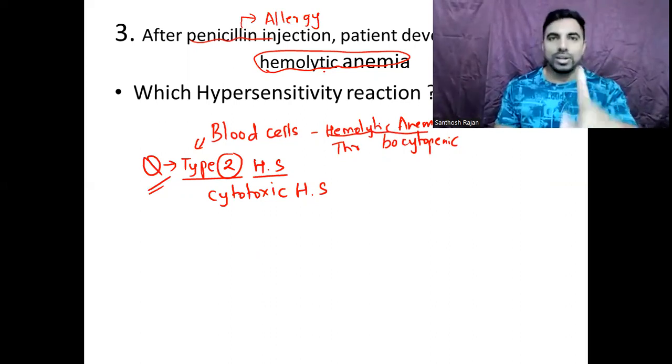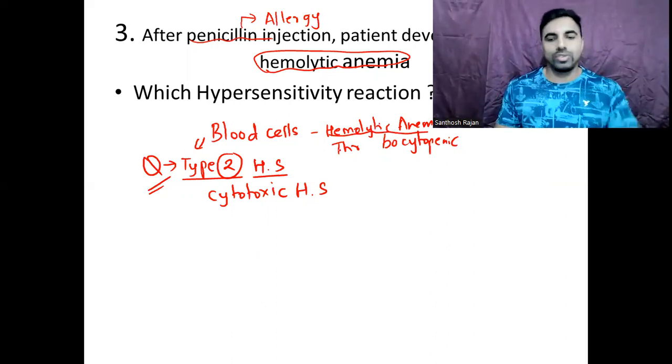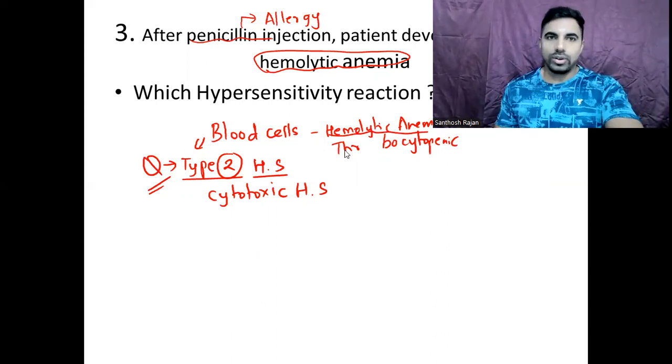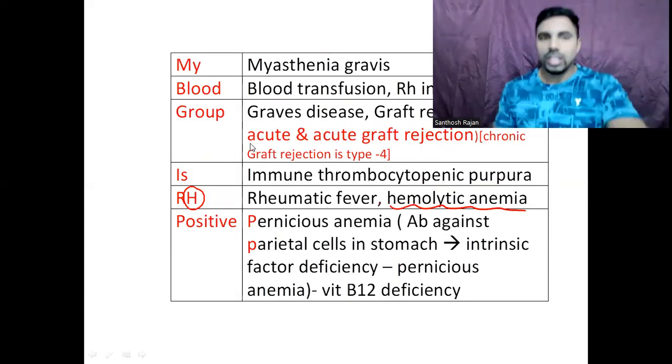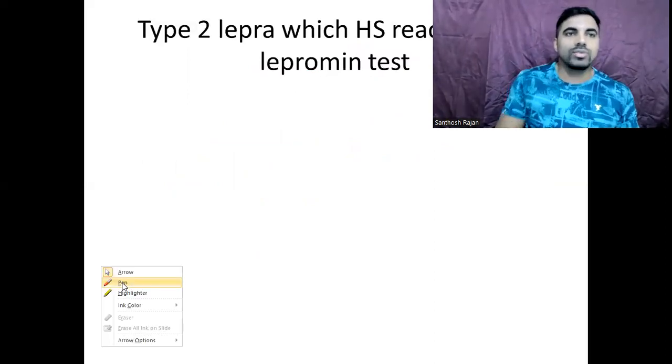The shortcut is my blood group is Rh positive. That you have to remember all the time. Okay. So we have done. The third question is also over. Now next, the next question was this question. This is the fourth question.